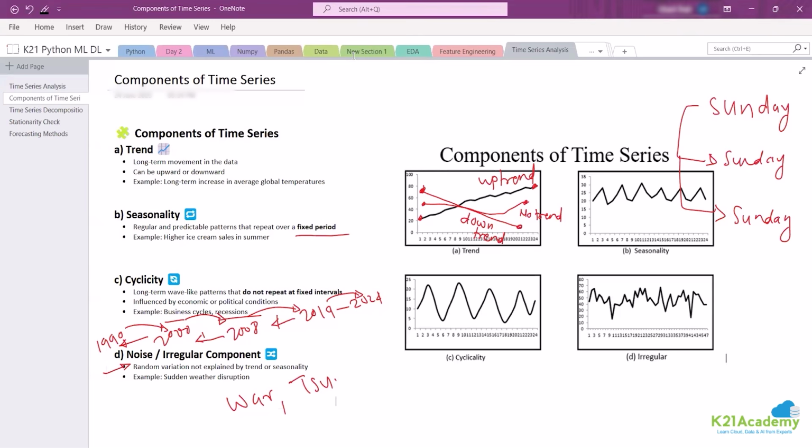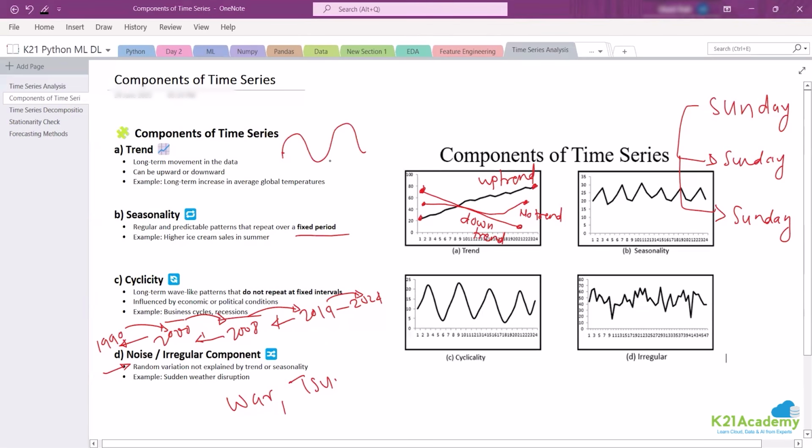Okay, so there are four components of the time series. In cyclicity, there is no regular pattern, whereas in seasonality we have a regular pattern. You need to search for cyclicity in the context of time series. If you search for cyclicity in the context of electronics, it shows you the sinusoidal curve and the cosine curve, so you need to search it in the context of time series analysis.